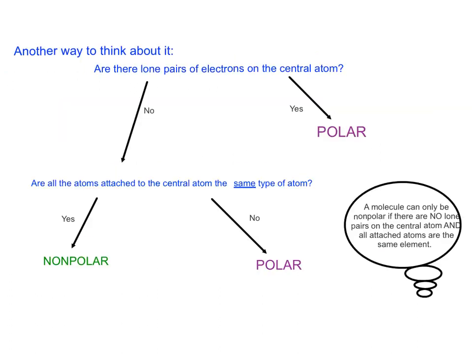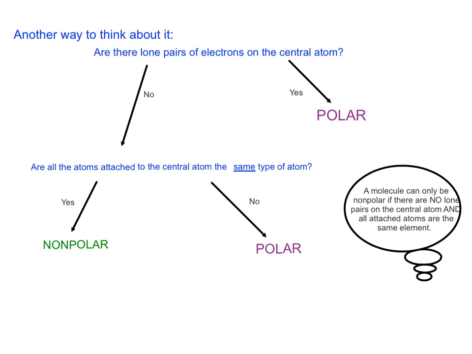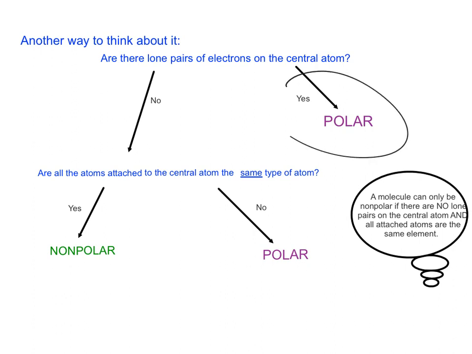So you could memorize those 3 scenarios and how they connect to polar and nonpolar, or here's a little flowchart for you that has you ask yourself 2 questions. First off, you ask yourself if there's lone pairs on the center atom. If yes, boom, it's polar. So if you have lone pairs on the center atom, you are polar. Done. No ifs, ands, or buts about it. Doesn't matter what's around it. Doesn't matter if they're all the same. Doesn't matter if every single one is different. Doesn't matter. If you have lone pairs on the center atom, you're polar.